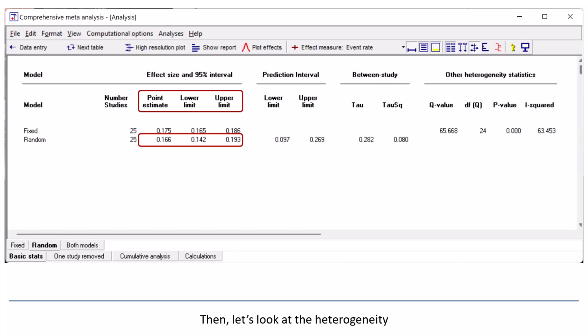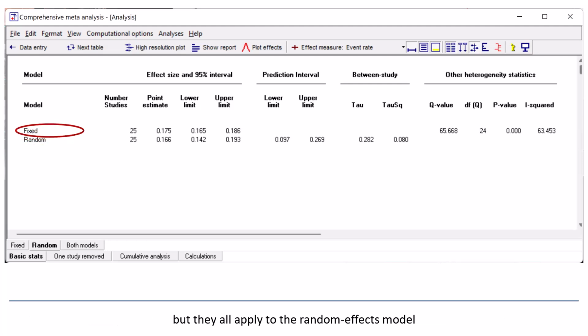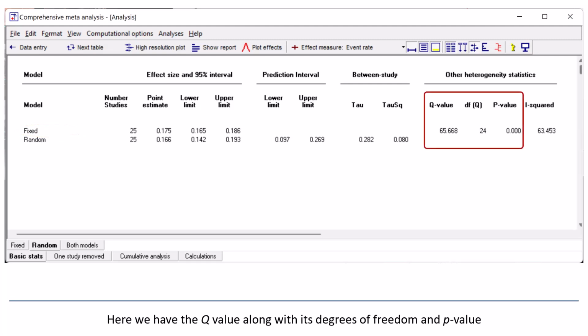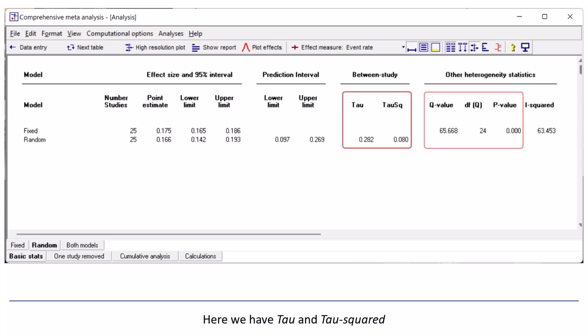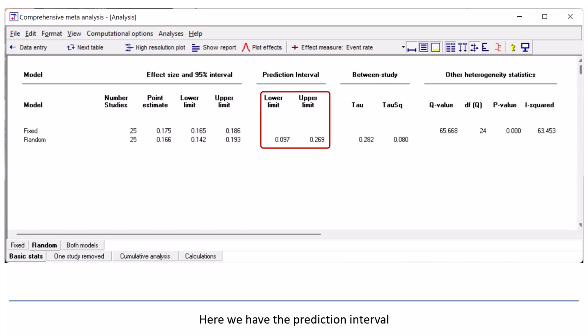Then let's look at the heterogeneity. For heterogeneity, some of the statistics are reported on this row and some are reported on this row, but they all apply to the random effects model. Here we have the Q value along with its degrees of freedom and p-value. Here we have tau and tau squared. Here we have the I-squared statistic, and here we have the prediction interval.